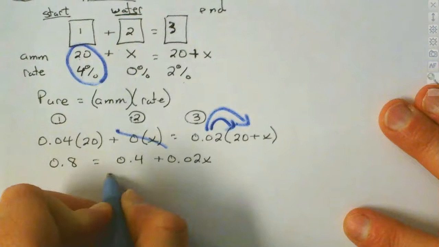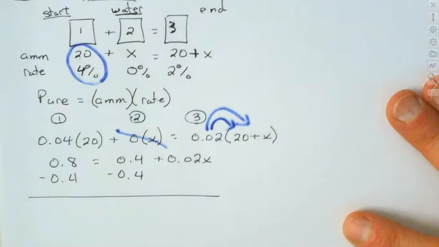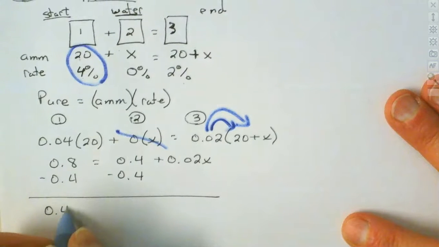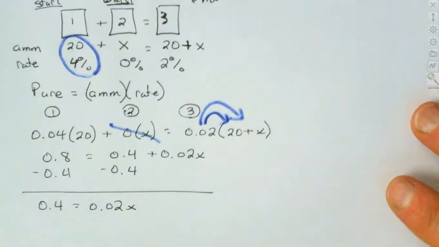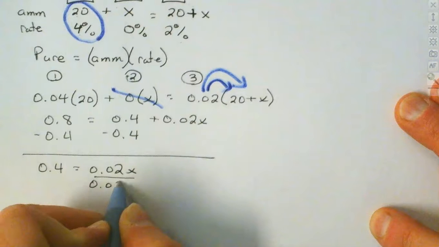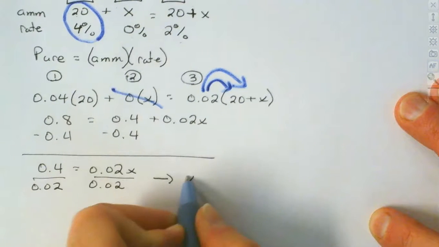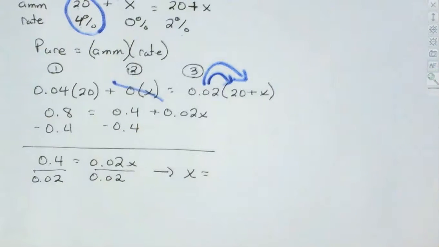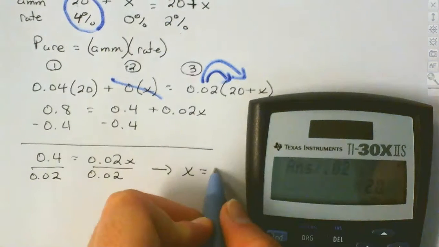Now we need to solve it. So I'm going to take that 0.04 away from each side. Okay, subtracting those out. So that's 0.4 equals 0.02x. Right? And how do we finish it? Well, we need to get that x by itself. So we'll divide both sides by 0.02. And I'm going to put my x on the left-hand side. And we'll just divide those out. So 0.4, I'm going to divide that by 0.02. And that comes out to be 20.